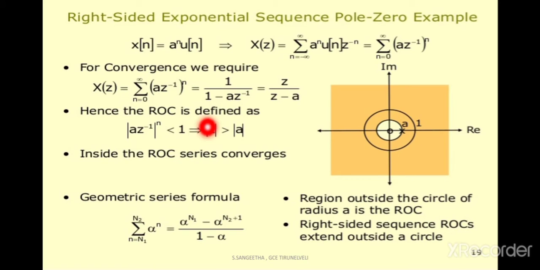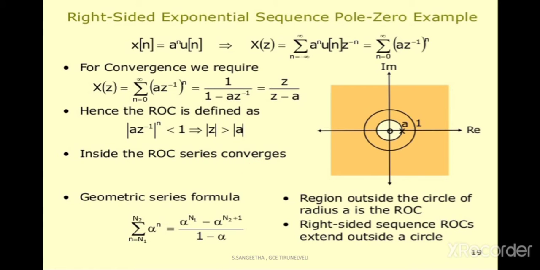So here it can be represented as |z| greater than a. In the place of r we are having a z power minus 1, so it can be written as a by z. So the condition becomes mod z greater than a. So inside the region of convergence, the series converges.